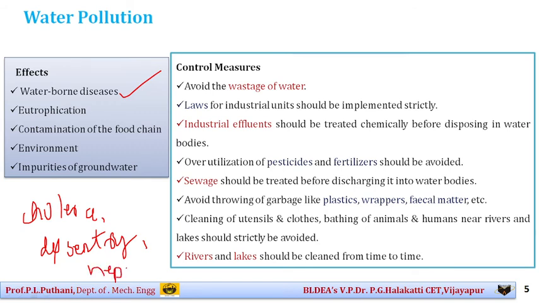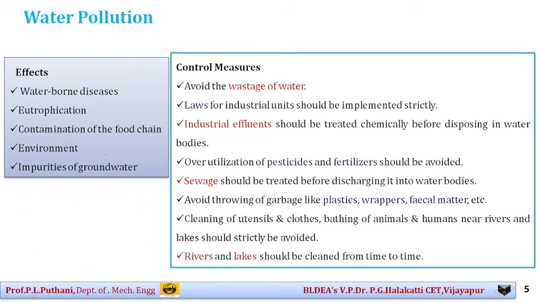The World Health Organization says that every year 2 billion people in the world suffer from waterborne diseases. Why? Because the water is being polluted to a greater extent. Then, as I said in air pollution, here also algae grow in the water bodies and pollute them. So there is eutrophication, which is responsible for the damage of the water bodies.